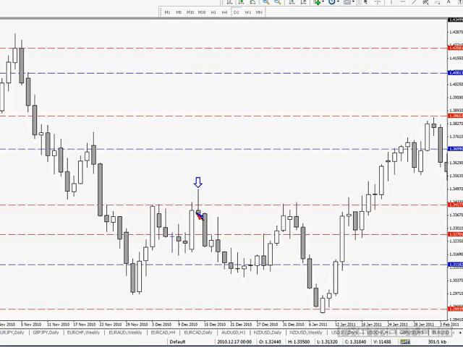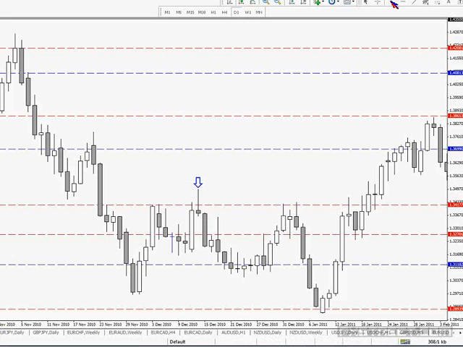The open and the close are inside the overall range of the previous bars. So the previous bar's range contains the open and the close of our kangaroo tail. The very next bar trades lower than the low of the kangaroo tail to trigger our sell stop.